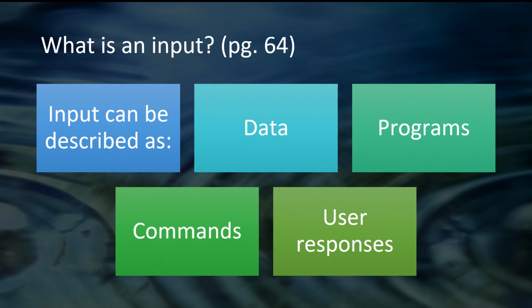Input. What is an input? You can also find more information about what is an input on page 164 in your textbook. Inputs can be described as data, programs, commands, and also user responses. An input is mostly inside of a computer. Those are the most common input types, and that is what it is described as.